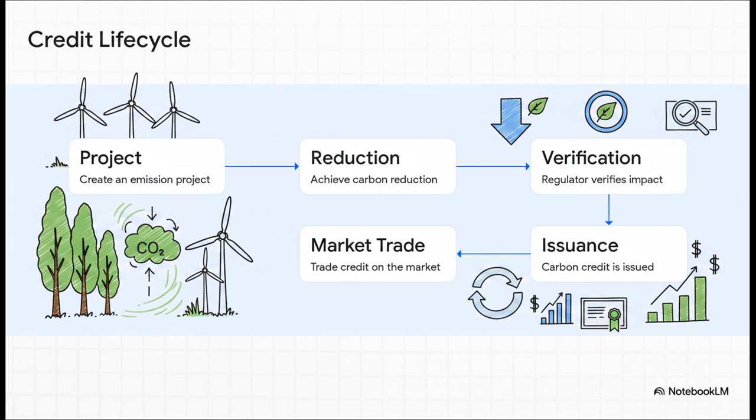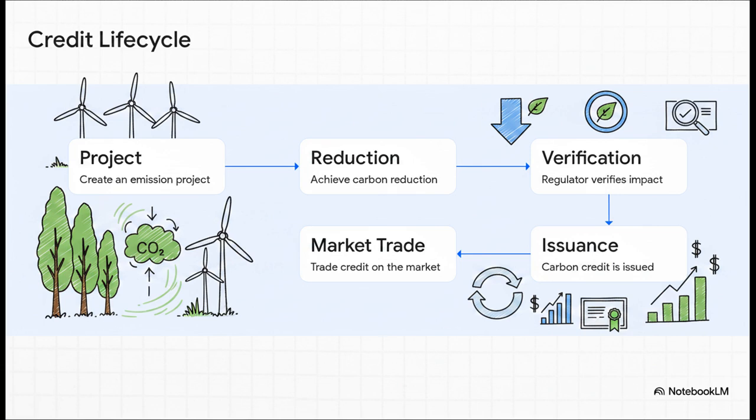Let's trace the life cycle of one of these credits. Say an organization starts an emission project, like reforesting a huge area of degraded land, or maybe building a massive wind farm. That project creates a measurable carbon reduction. But here is where the absolute most critical step happens: verification. Without strict, independent auditors, the whole system just falls apart into greenwashing.